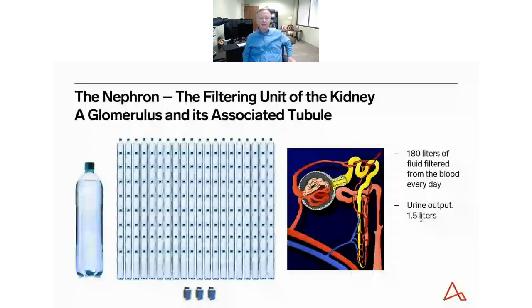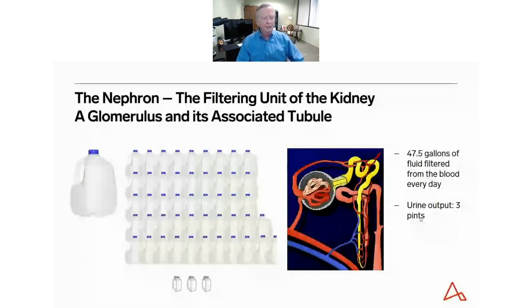Here's the other thing that we forget. The nephron filters 180 liters from the blood every day, and all you put out is 1.5 liters. Now just imagine for a minute a liter bottle, and then put up 180 of them. And then look at 3 pints, which is, in America, that'd be pints. It's a half a liter container down there at the bottom. 180 liters a day. Of course, I think in gallons, since I'm in the United States, and it's 47.5 gallons. So again, I look at a gallon milk bottle, and there's 47.5 of those.